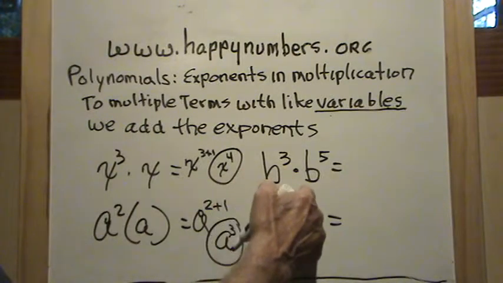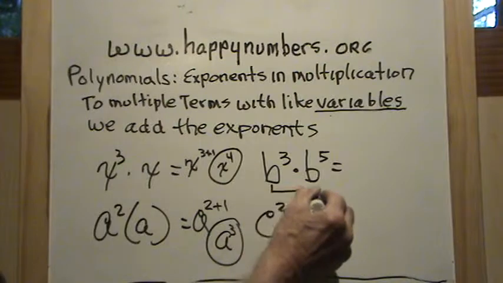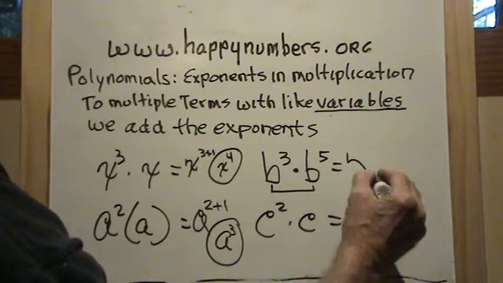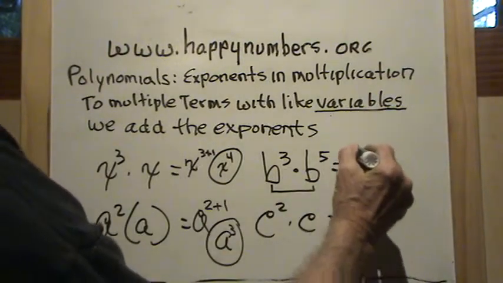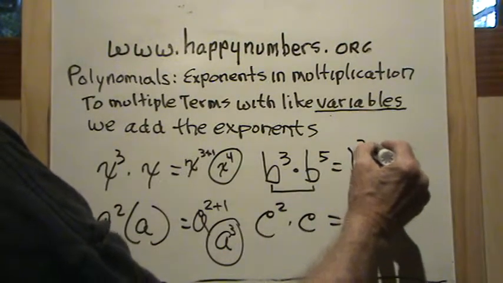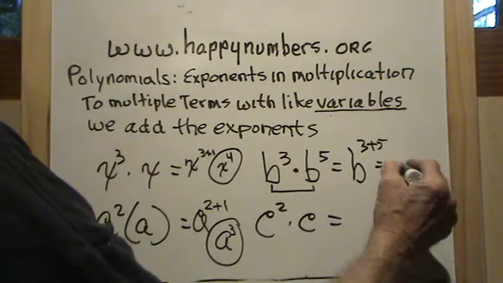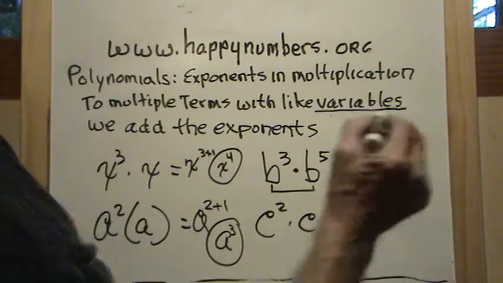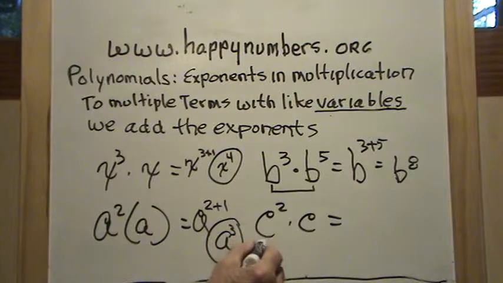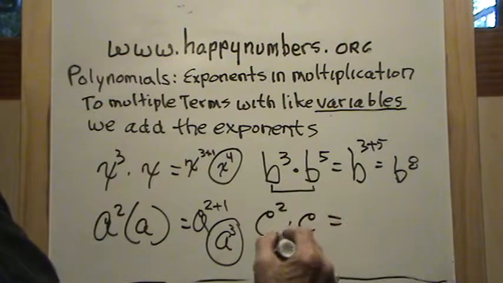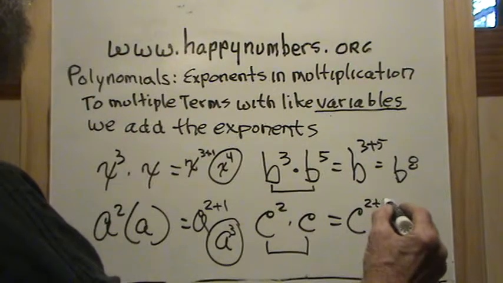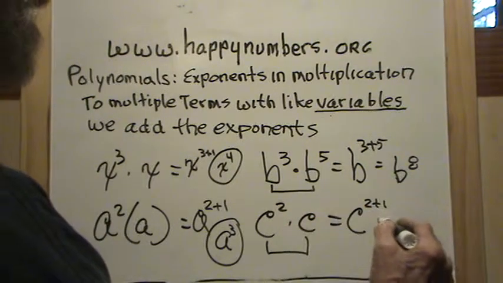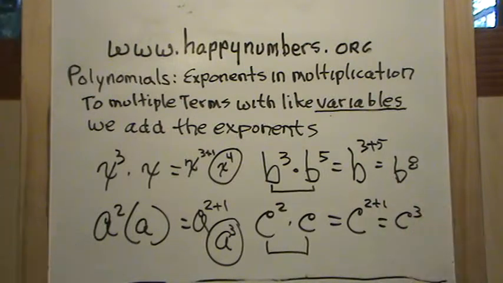B to the 3rd times b to the 5th. Our variables are the same, so it's b to 3 plus 5, which is b to the 8th. And here, c to the 2nd times c. Our variables are the same, so it would be c to 2 plus 1. Remember the exponent is 1 here, which would be c to the 3rd power. Well, good.